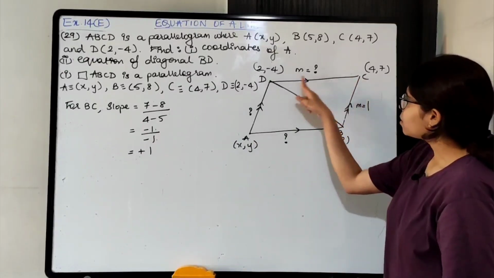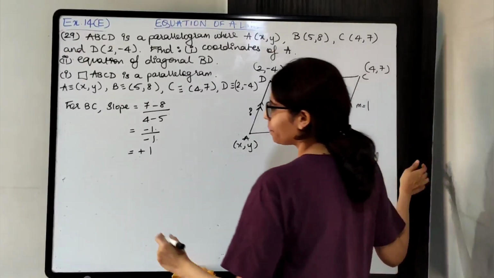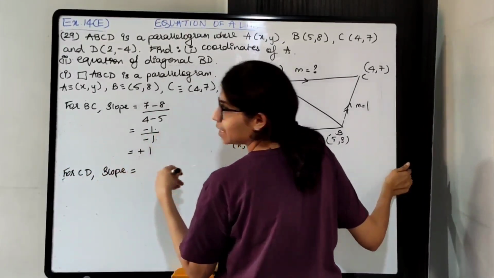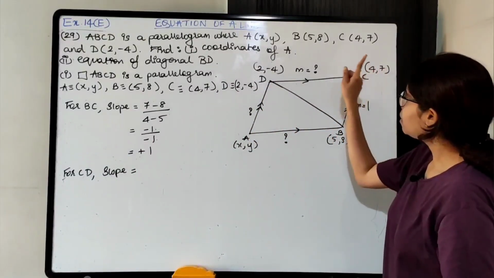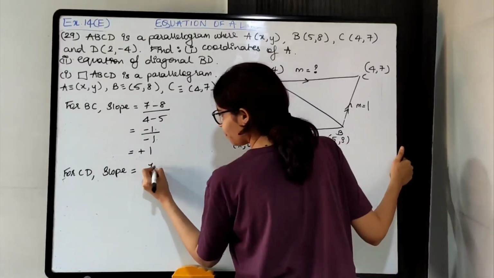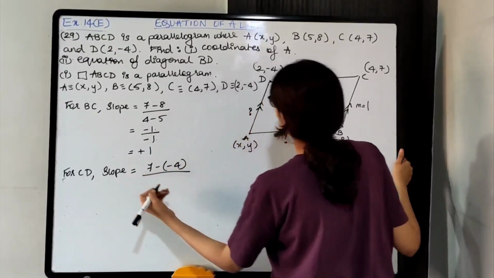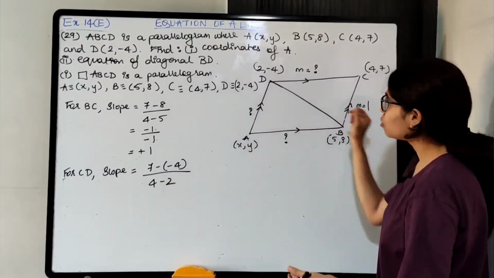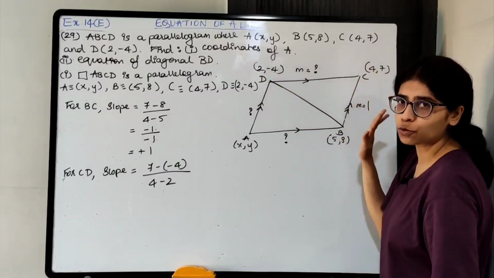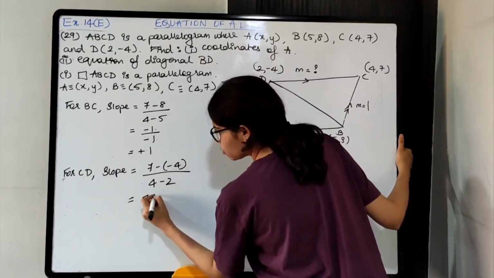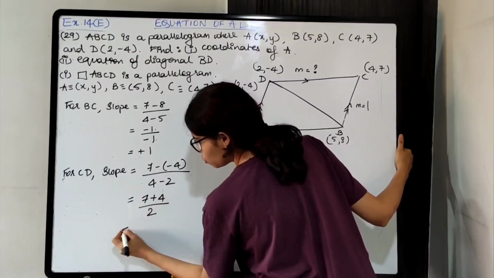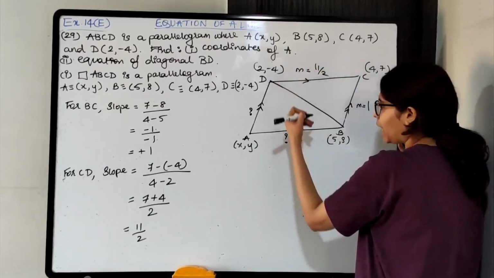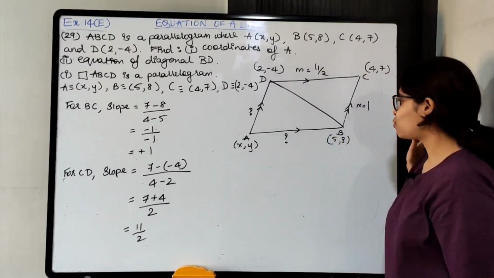Okay. Now we'll find slope of CD to find slope of AB. So for CD, again subtract the y coordinates first, then x coordinates. So 7 minus minus 4 upon 4 minus 2. You can go the other way around also. Minus 4 minus 7 upon 2 minus 4. Okay. Minus minus plus हो जाएगा. 4 minus 2 is 2. 11 upon 2 is the slope. So parallel line is AB. So AB का भी slope 11 upon 2 हो जाएगा.